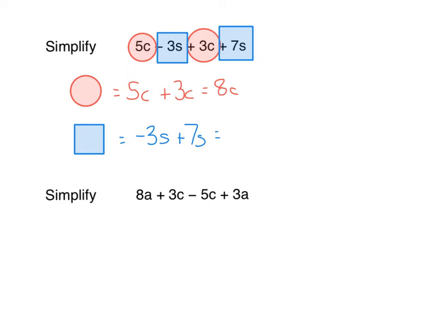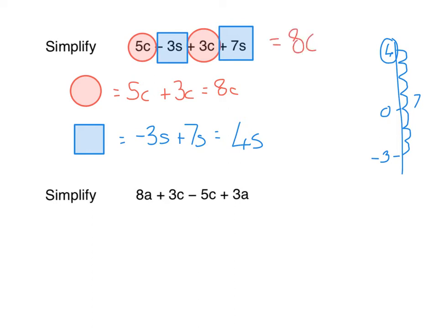Think about this on a number line. We're starting at negative 3 and you're going up 7. So 1, 2, 3 to 0. 1, 2, 3, 4. That's 7 altogether. I've ended up at 4. So that's 4s. So altogether, the simplified expression for that is 8c plus 4s.